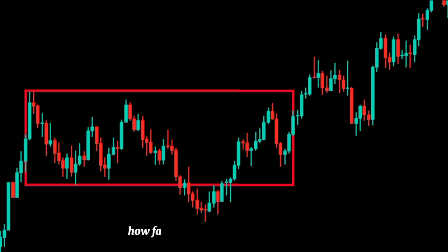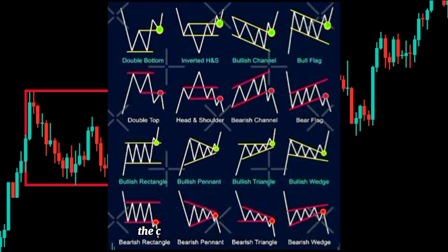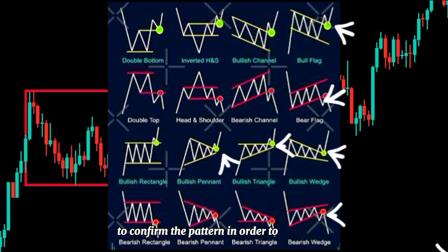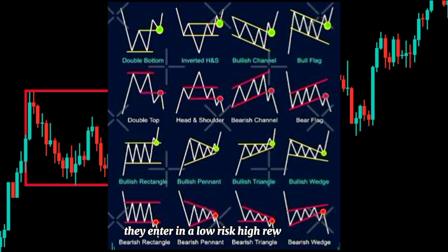Before I show you how false breakouts occur on the chart, let's first understand the real meaning of false breakouts. When traders analyze price action, one of the most used tools is chart patterns. The chart patterns include triangular patterns, symmetrical triangles, ascending triangles and more, the double tops and bottoms, and many other chart pattern tools. As all these patterns move and form in their own unique way, many traders will always wait for a breakout to confirm the pattern in order to make sure they enter at a low risk, high reward ratio.